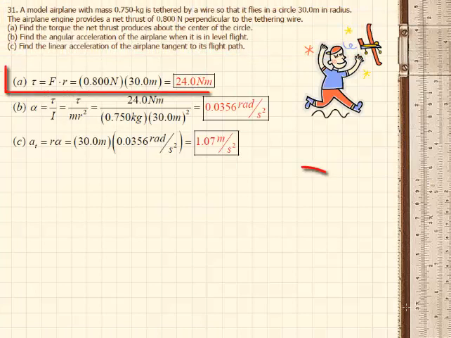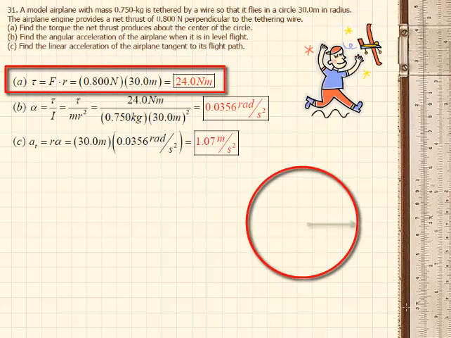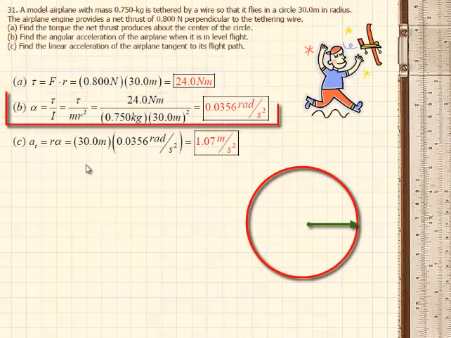So as you can see here, worked out, these don't seem to be as robust as some that you've seen in the past. So let's take a look at the first one. Find the torque the net thrust produces about the center of the circle. So in this case, what we're looking at for A is the torque as, again, force times the lever arm. What's the force? Well, that's 0.8 of a newton perpendicular to the tethering wire. And the lever arm is our 30 meters. So it's a simple product then to multiply those two together, and we end up with 24 Newton meters of torque.